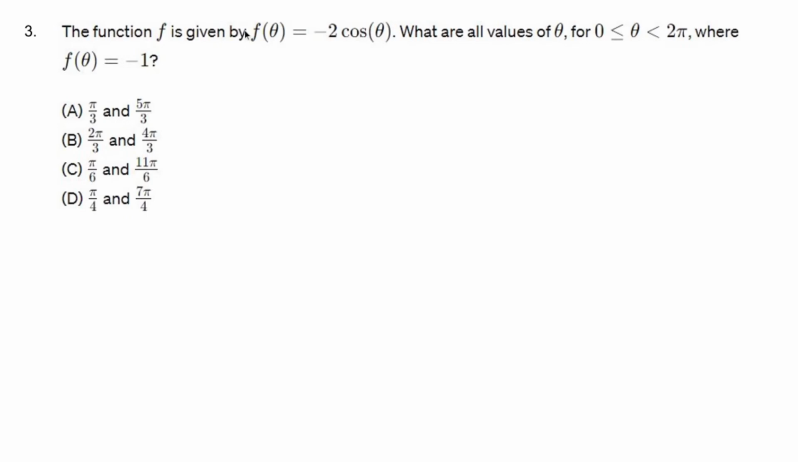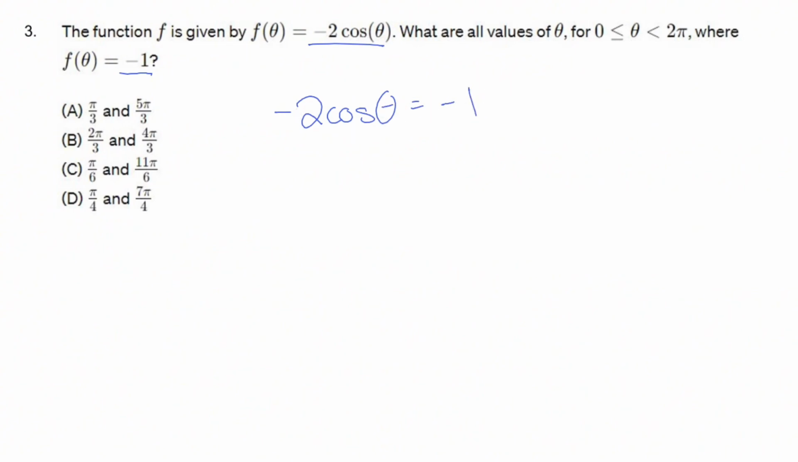Function f is given by f of theta equals a minus 2 cosine theta. What are all the values of theta, for theta between 0, including 0, and 2 pi, but not including that, where f of theta equals -1? So basically, f of theta is this, f of theta is that, set them equal to each other. -2 cos theta equals -1.